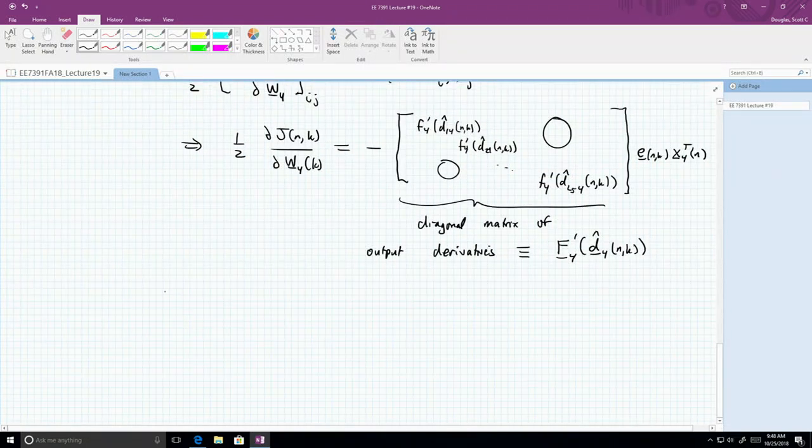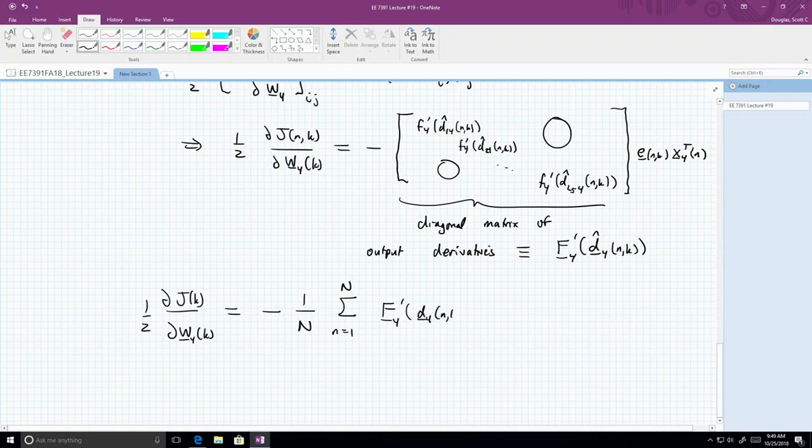So that means then that the derivative of J of K with respect to the weights can now be written as negative 1, and this is 1/2 again, negative 1 over N, sum N from 1 to capital N of F4 prime D for NK, that's a hat, that's the output, times E NK, and then I have X4 transpose N, which of course is Y hat 3 of NK, right? Transpose, that's what that is.